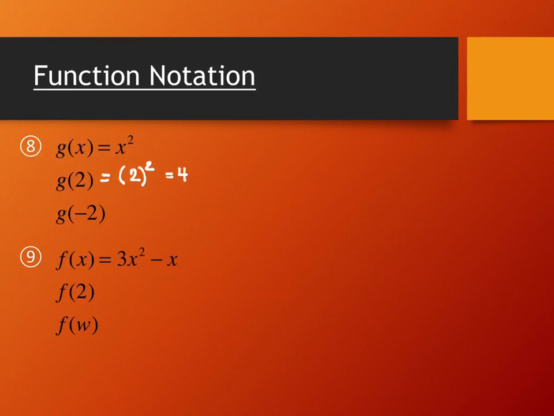We need to be very careful as we do replacements, though. The replacement needs to replace the entire value x. And the easiest way to keep track of signs in particular is parentheses. So this one actually says that x is being replaced by negative 2. So I'm going to put negative 2 inside a parenthesis because the entire x value, namely negative 2, is now being squared. So when I take negative 2 and I square it, I get 4 again.